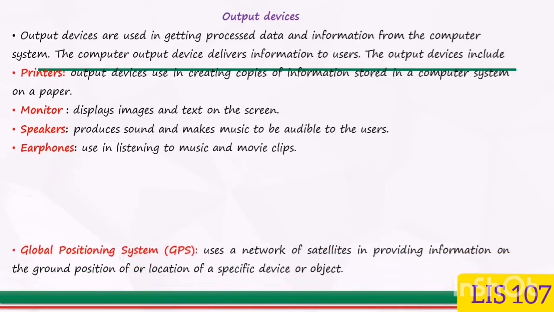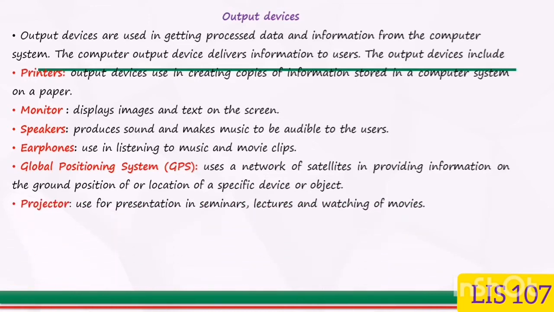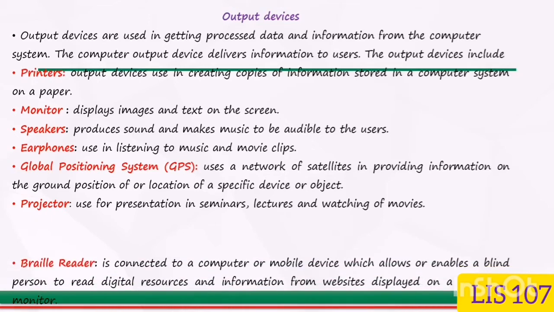Earphones are personal for you to listen to music when you don't want every other person to hear what you're listening to. The GPS makes use of satellites, providing information concerning where a person is in terms of location, time, and space. We have a projector. A lot of people use projectors, even in churches, in mosques, everywhere. Projectors are used in seminar halls and in lecture rooms to project images or presentations to a large number of people.